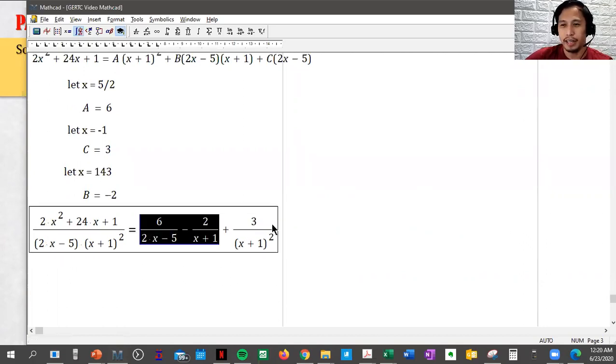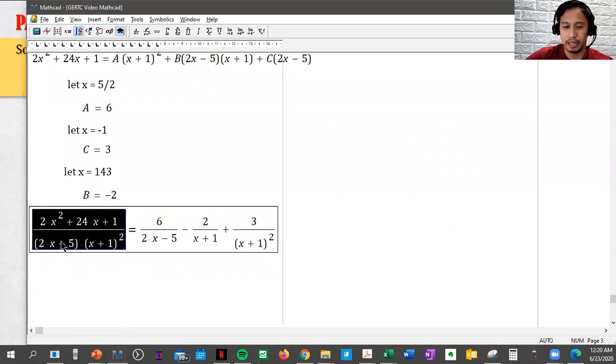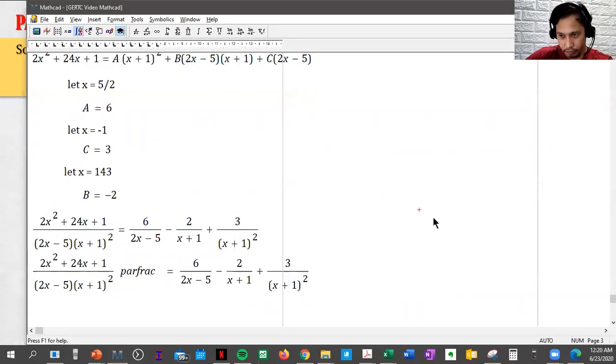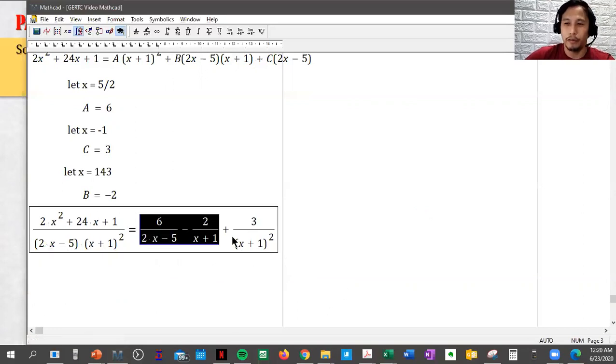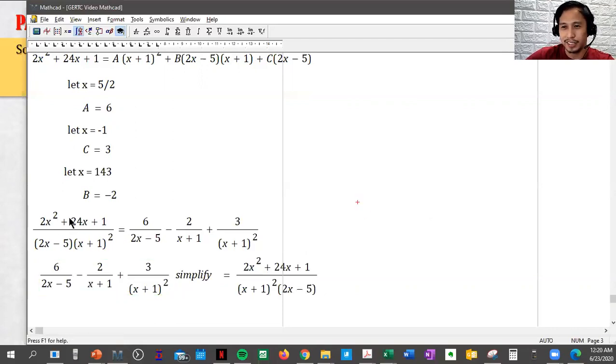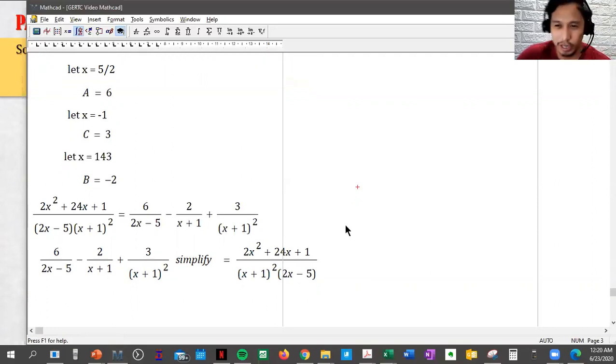Okay? Let's try. I'm going to try MathCAD's partial fraction function. 6, minus 2. See? So it's correct. Or if you are to expand this, it should go back to this: 2x squared plus 24x plus 1.